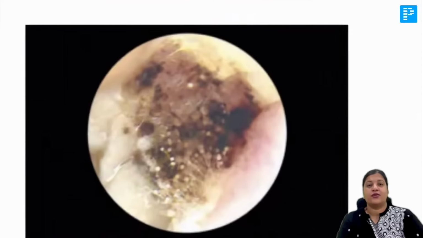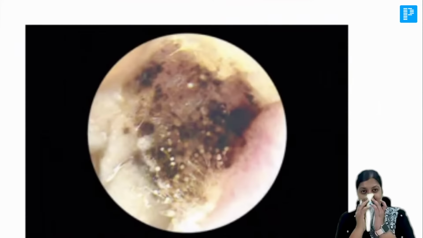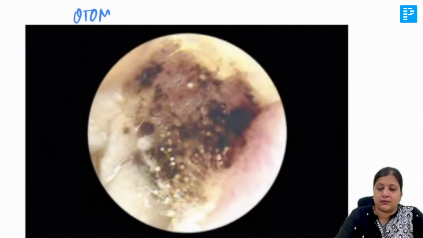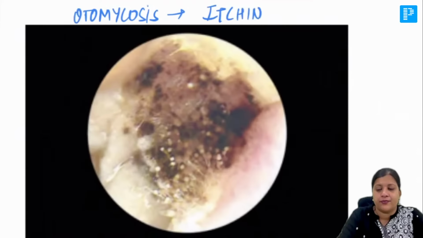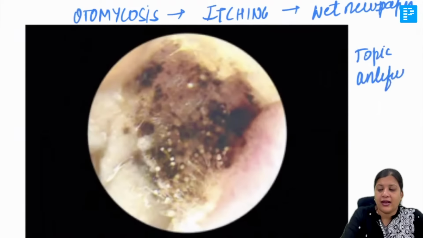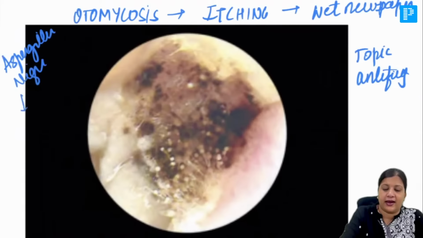What is this condition where you see blackish spores with a whitish discharge? Where do you get this? This is otomycosis. The cardinal feature of otomycosis is itching, and the patient will have on examination a wet newspaper type of appearance, and the treatment will be topical antifungal. The organism that is most common responsible for causing this is going to be Aspergillus niger, followed by Candida, followed by Aspergillus fumigatus.